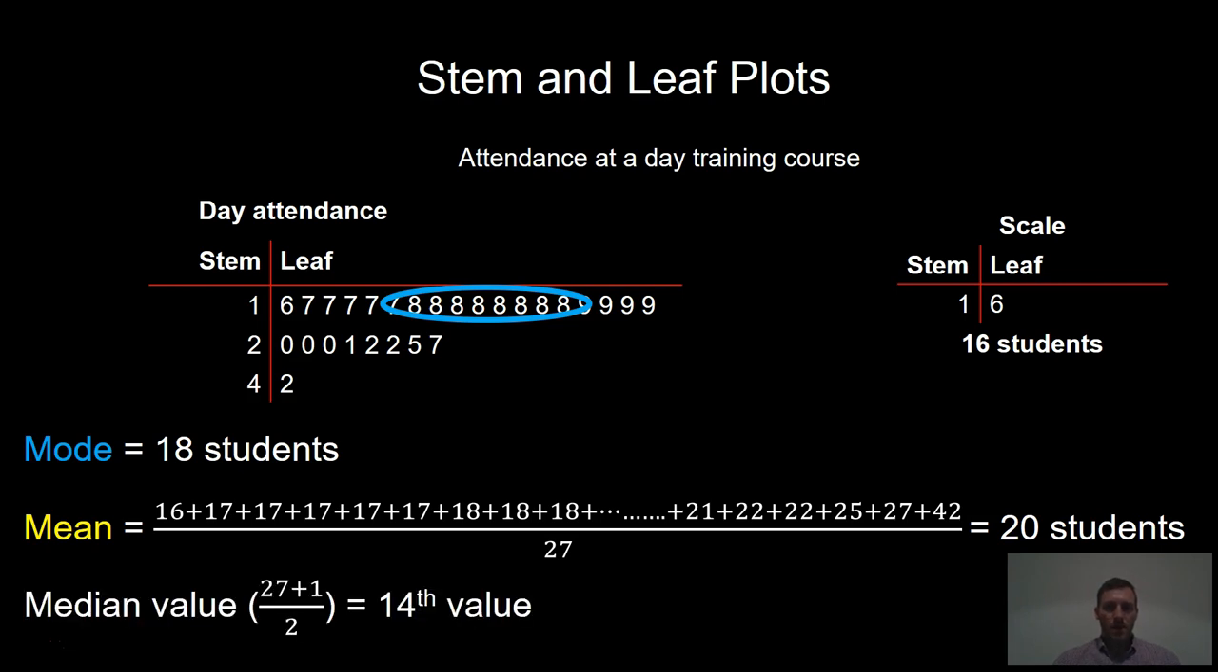Before we can find the median, we need to first find the median value. There are 27 values, so we add 1 to that and divide by 2 to find the median value, and we know it's the 14th. The 14th value is the median, which is 18 students. So we just count along the values, because they're already in an ordered stem and leaf plot, until we find the 14th value, which is 18.